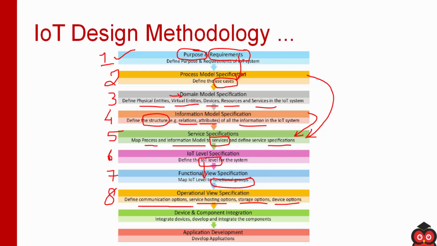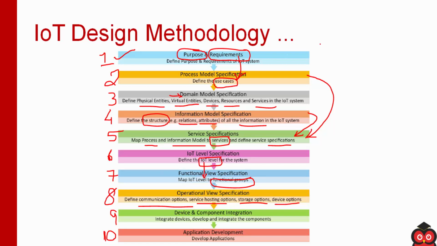And also the communication options, what kind of APIs we have to use, what kind of programming language we have to use, and all such decisions will be taken at this step, operational view specification. And the next step is device and component integration. After choosing all the necessary details and specific products, we try to integrate them, combine them at this step. And after integrating them, we will develop the application. That is, we finally write the code.